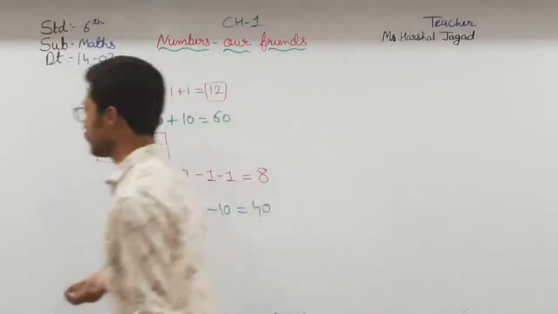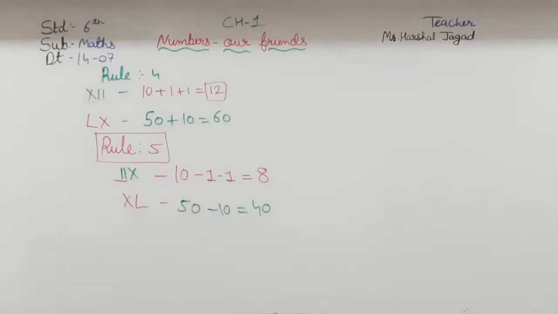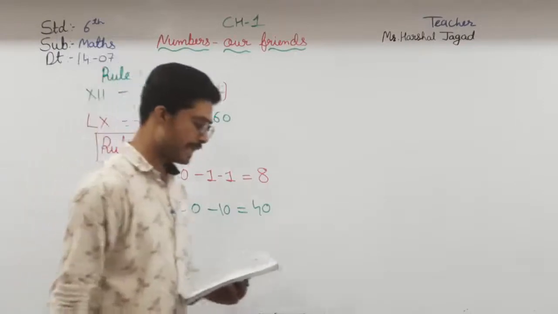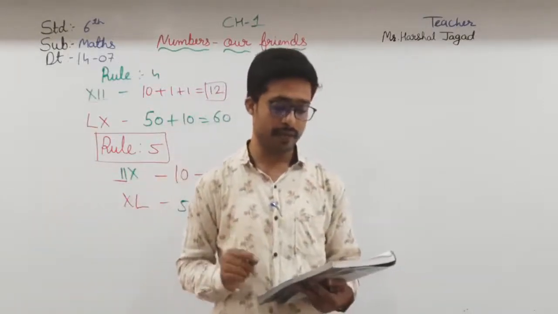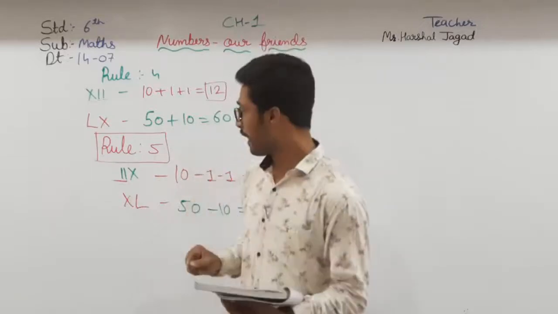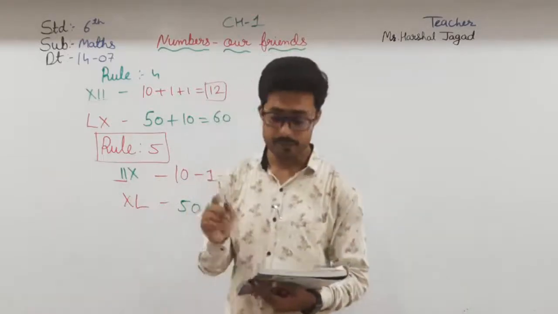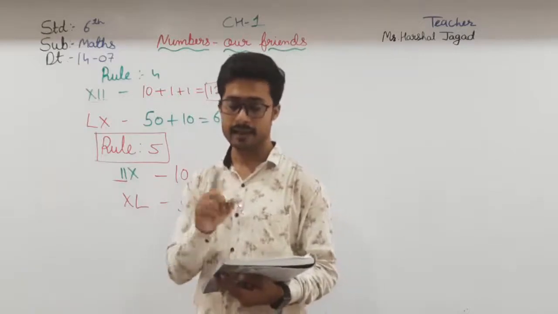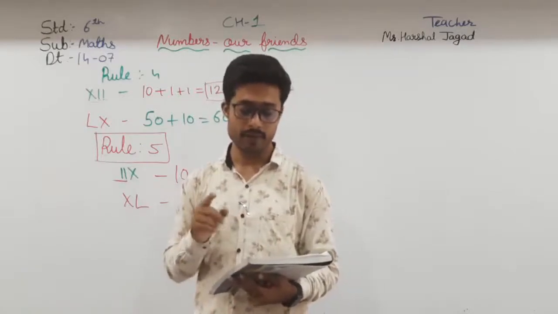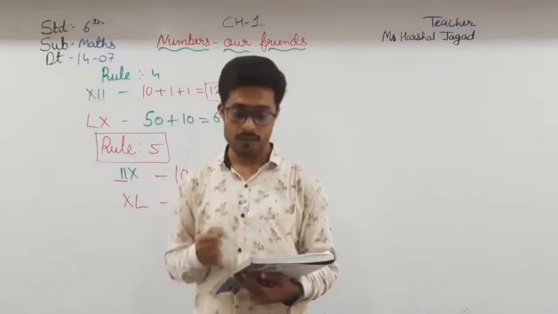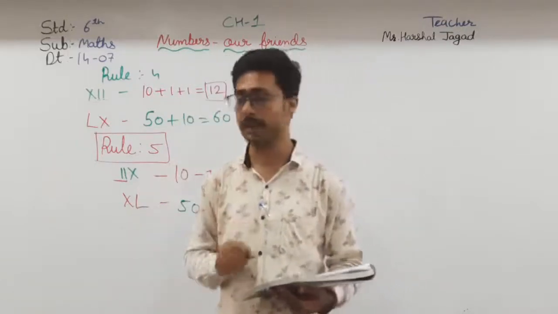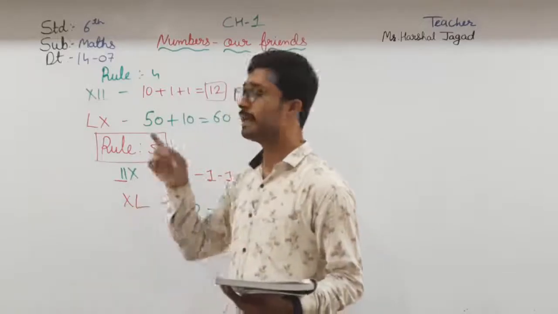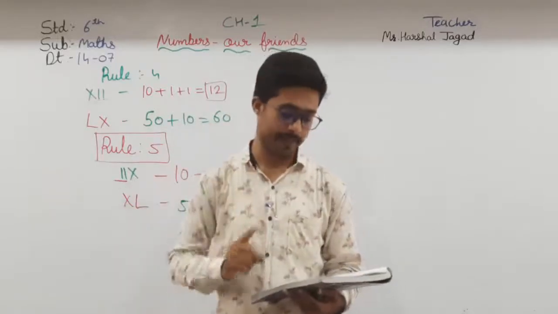Then moving towards rule number 6, that is, the symbols V, L and D are never written to the left of a symbol of greater value. Here V, L and D are never written to the left of the symbol of the greater value. V, L and D are never subtracted, which means V, L and D will never be subtracted.